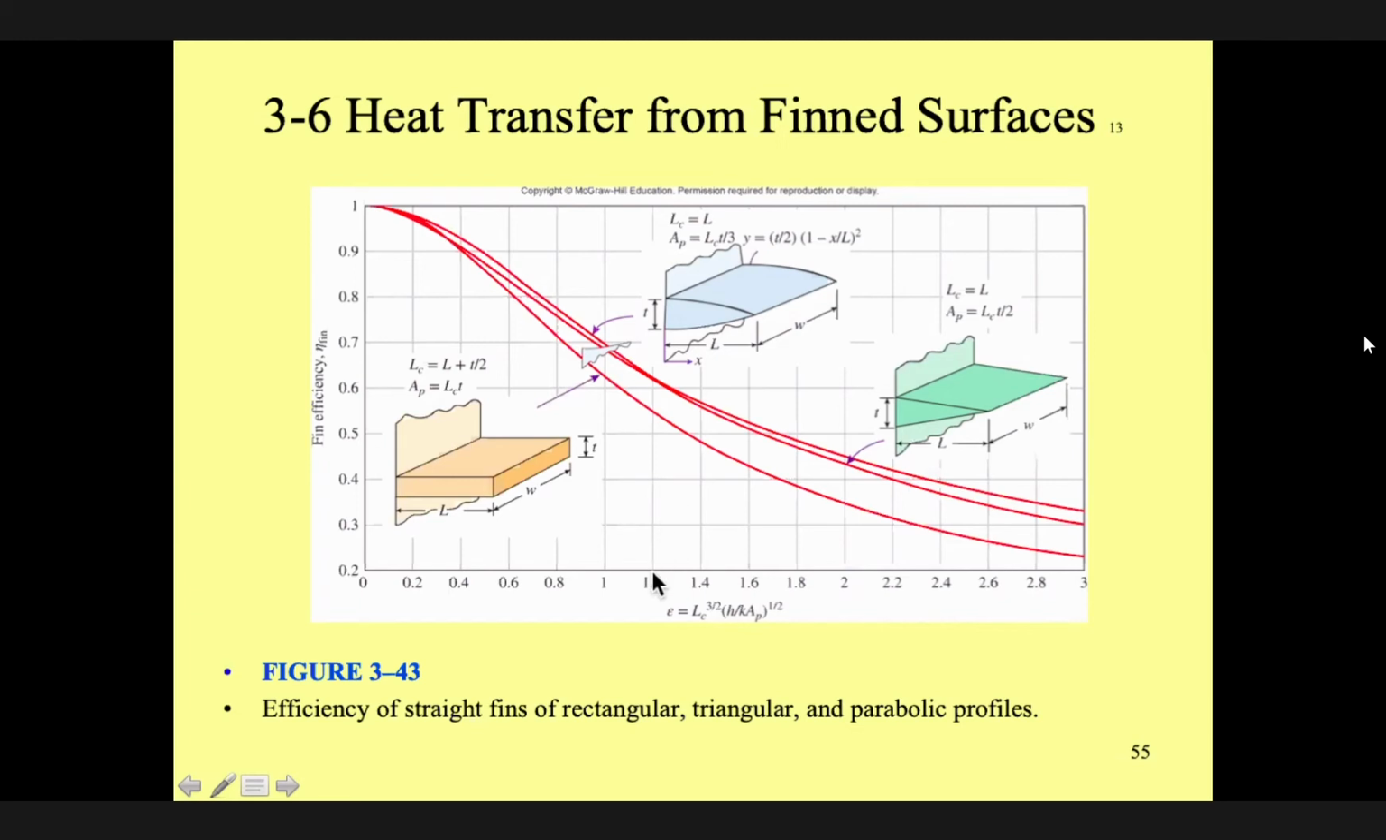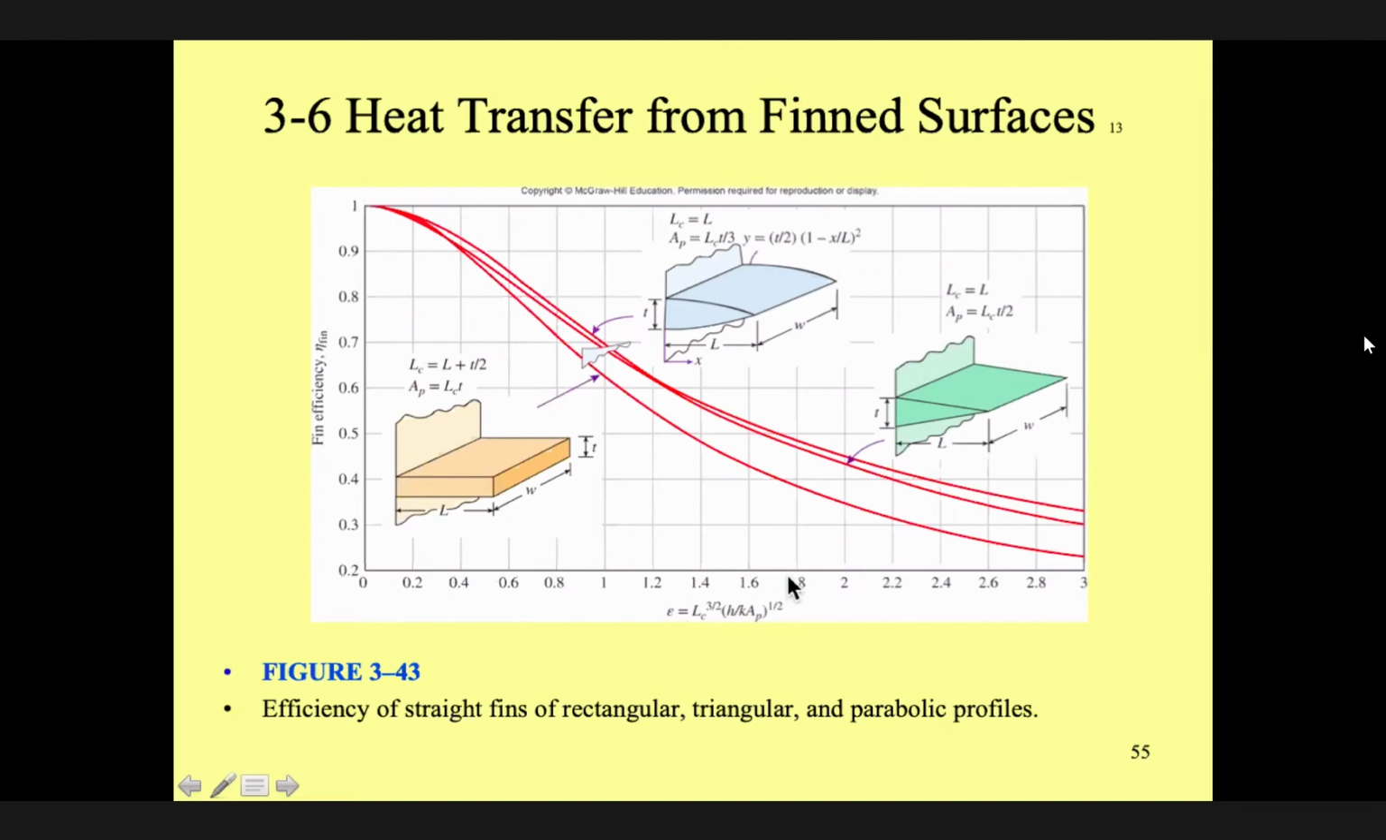Therefore, this graph is also a solution to the problem. You don't have to go and do the calculation. This has been done here, and they give you the value. Because we know LC, we know H, we know K, we know the area of the fin. Therefore, this value is known.